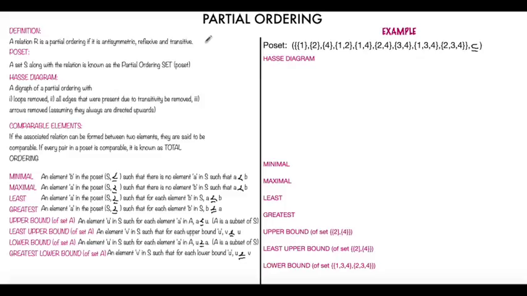Hello, so in this video we will talk about a concept called partial ordering, which is defined as a relation R, which is an antisymmetric relation, reflexive relation, and transitive relation. So antisymmetry is what? That if A, B is there, then B and A cannot be there, thinking that A and B are different elements.